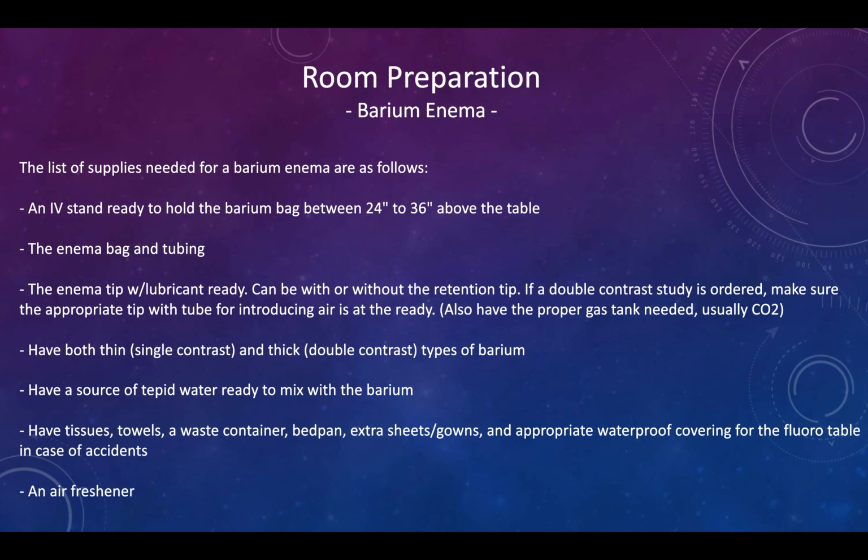There's several different types. We might be doing it double contrast, so we'll make sure we have that tip with the extra air tube, and also the gas tank that we would need to supply that air. Usually it's CO2. And we'll have thin and thick barium ready to be mixed. Thin usually for single contrast, thick for the double. We'll have our source of tepid water ready to make that barium mixture.